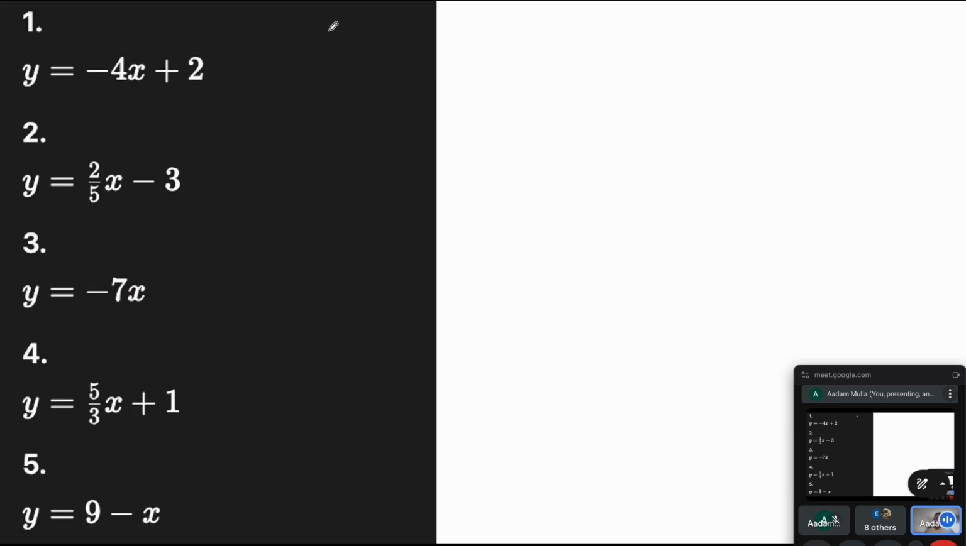So I want you to find the gradient of these, and I want you to find the y-intercept. And it's up to you how you want to do this. You can use Desmos, or you can substitute in y equals 0. I want you to find the x-intercept. Just going to give you 2 minutes on this.